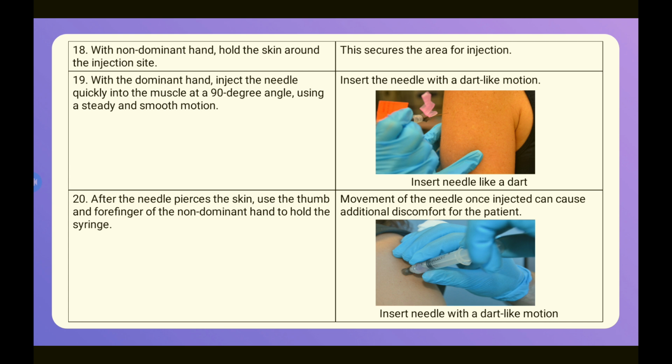Number 20. After the needle pierces the skin, use the thumb and the forefinger of the non-dominant hand to hold the syringe. Movement of the needle once injected can cause additional discomfort for the patient. Insert the needle with a dart-like motion, as you see in the image.